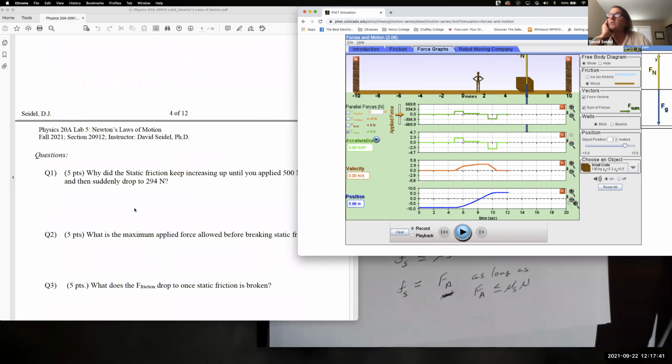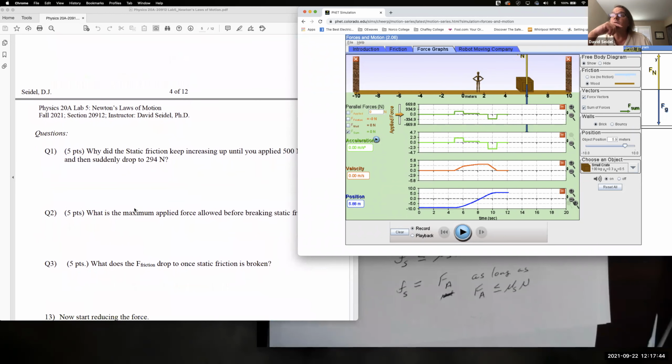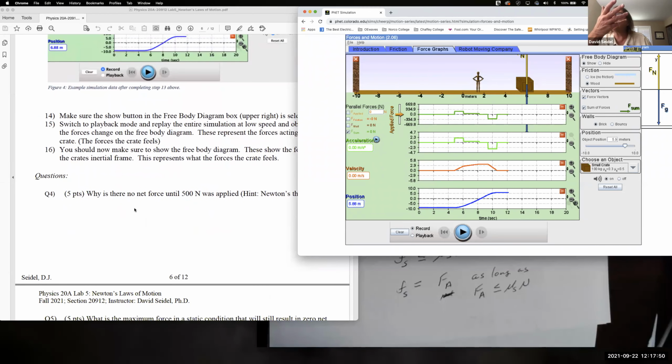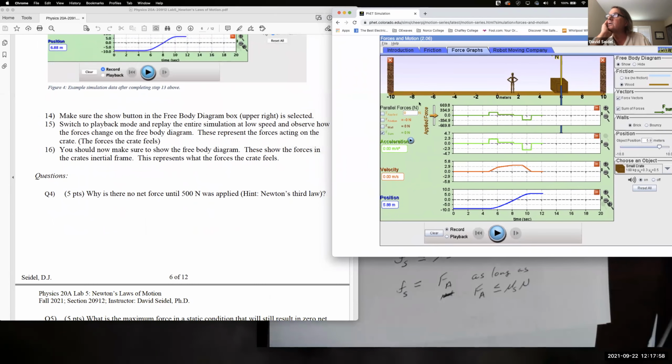Now, this one asks, some of these questions are actually repetitive. They're just repeated in a different way. Why is there no net force until 500 newtons is applied? Newton's third law states for every action, there's an equal and opposite reaction. So I push on the block, the block pushes back on me. The block through friction pushes on the board here, or the sidewalk pushes back on it.